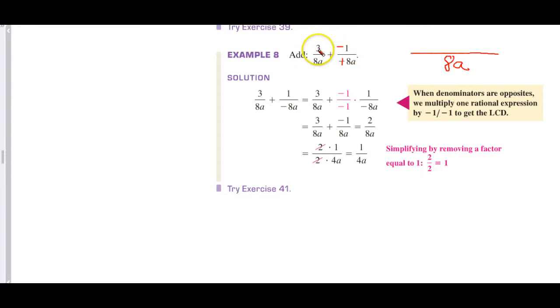So now we have 3 minus 1, which is going to give me a 2. And then can you cancel? Yes, this becomes a 1. This becomes a 4. So my answer is 1 over 4a. So compared to the previous one, this one was sort of an easy one, but they're showing this little technique here to help you change signs. All right.